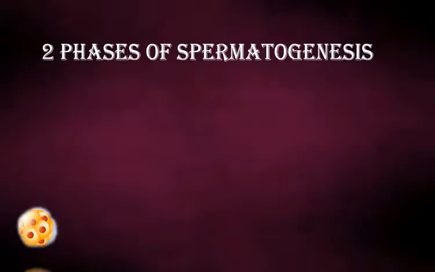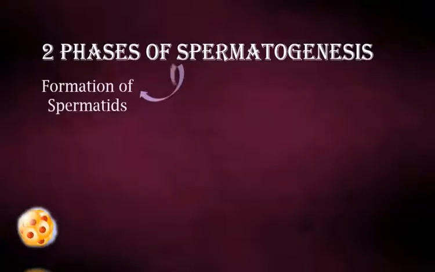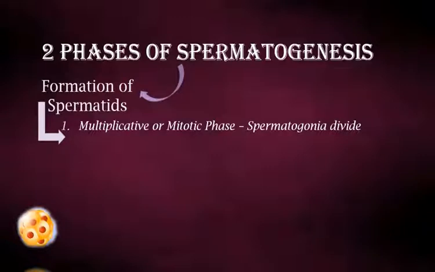Now, spermatogenesis is divided into two phases: formation of spermatids and spermiogenesis. Let's focus on formation of spermatids first. This involves 4 steps. The first step is the multiplicative or mitotic phase, where the spermatogonia will divide to increase its number. Spermatogonia are present on the inside wall of seminiferous tubules. They keep on dividing. Their chromosome number is 46.